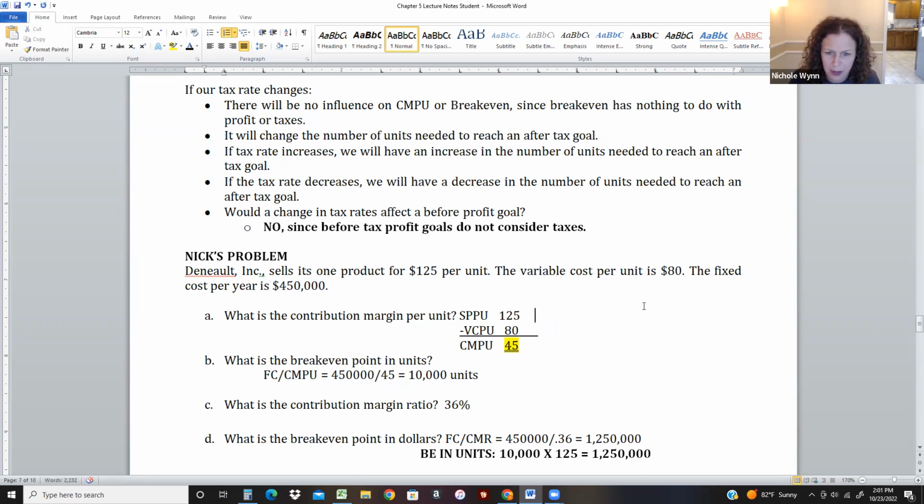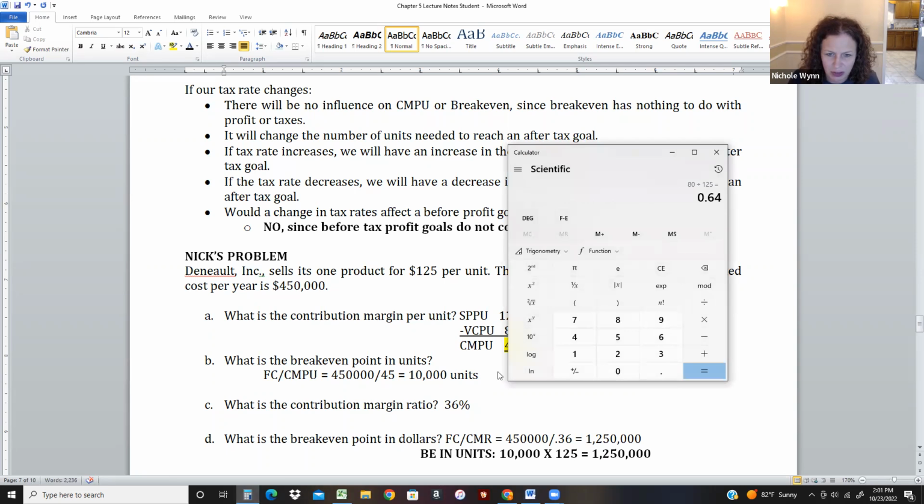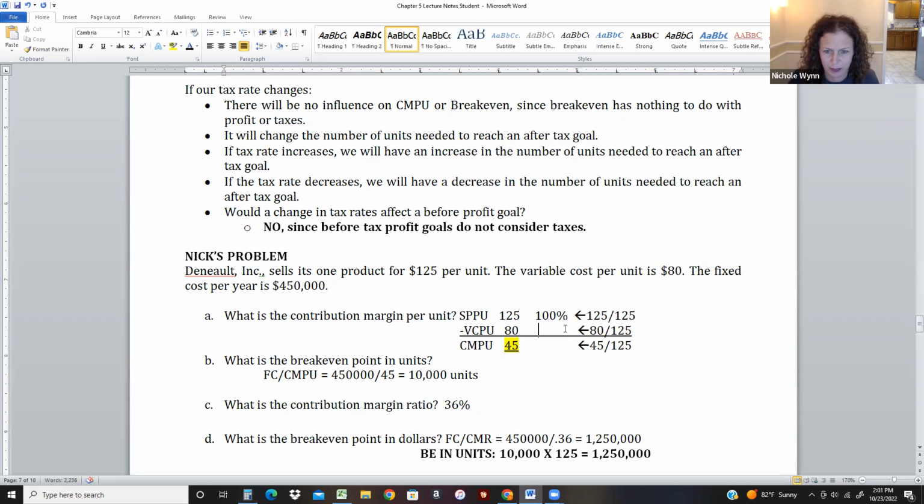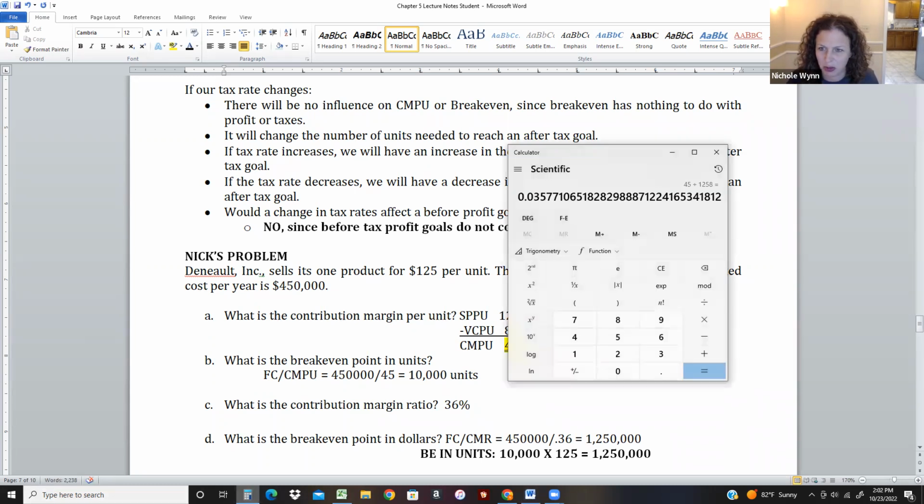is you basically, to get the ratio, this will always be 100%. And to find that number, it's 125 divided by 125. This number will be 80 divided by 125. And then this number will be 45 divided by 125. So 80 divided by 125 is 64%. And 45 then would be 36%. And I know that because 100 minus 64% is 36%. But also I can take 45 divided by 125 to get 36%.